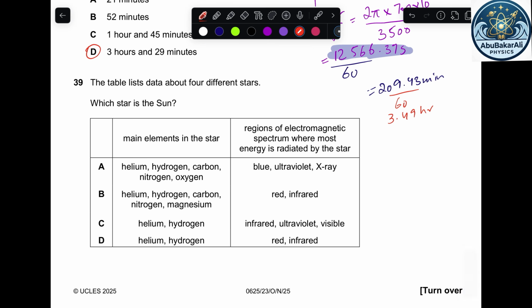In question 39, the table lists data about four different stars. Which star is the sun? Some options have helium, hydrogen, carbon, nitrogen. No, the sun doesn't have nitrogen, oxygen, and carbon, etc. It is made up of helium and hydrogen. Yes, C and D can be the options, and then it emits a region of the spectrum: it emits IR, ultraviolet, visible. Yes, so it's C.